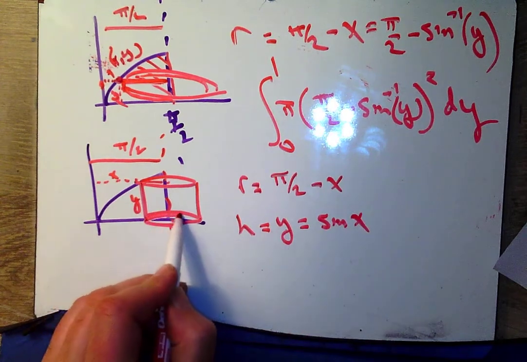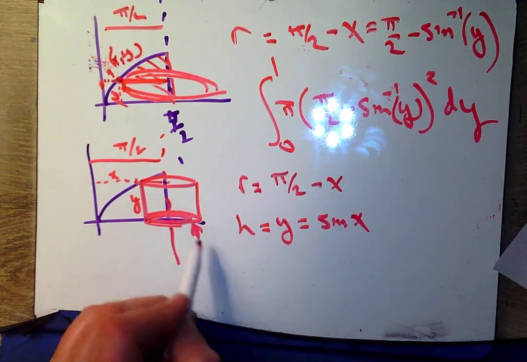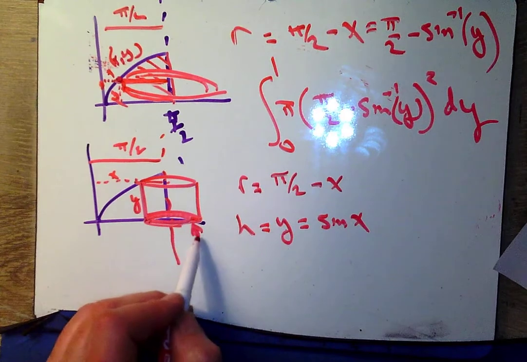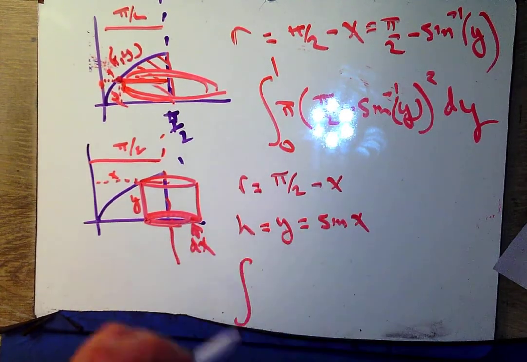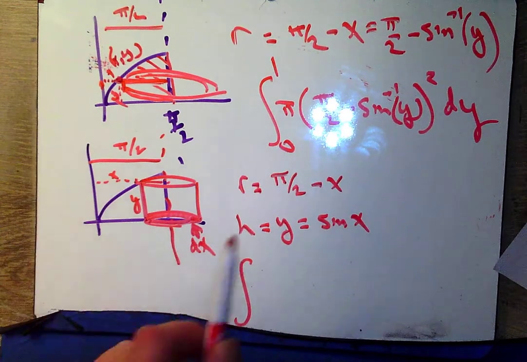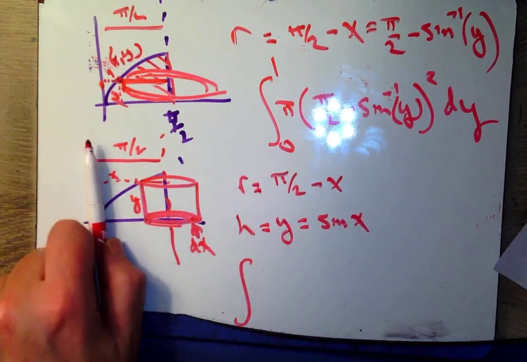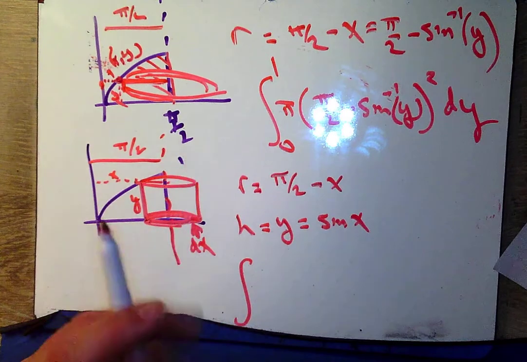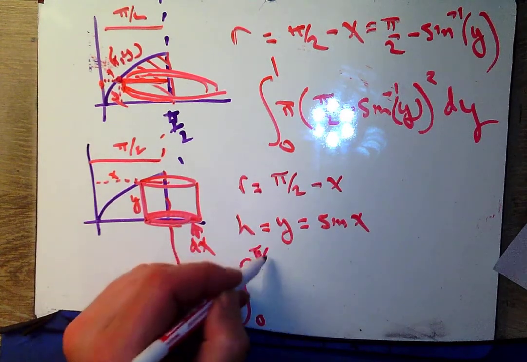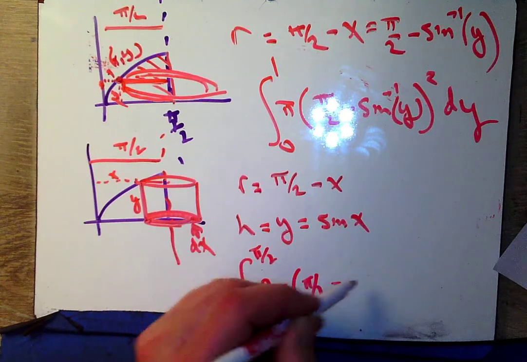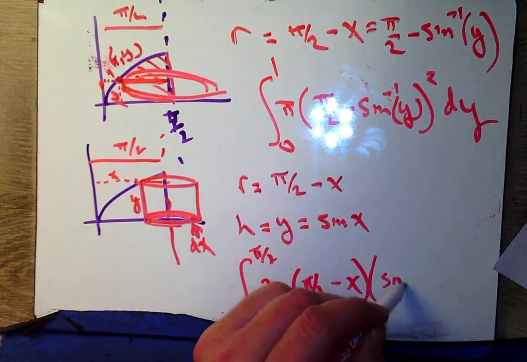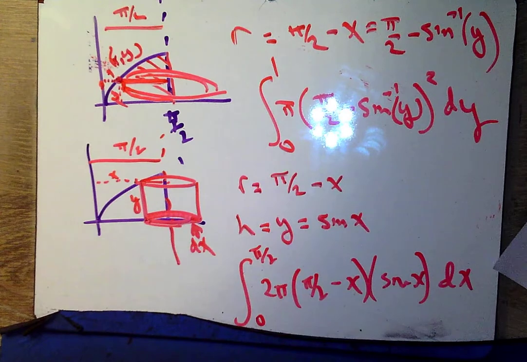Remember, we talked about this being a horizontal thickness, so we've got a dx thickness here. So we want everything in terms of x's. Since we're using x's, we want to go with x bounds from 0 to pi over 2. 2 pi times pi over 2 minus x times sine x dx. Okay, so that was 6.